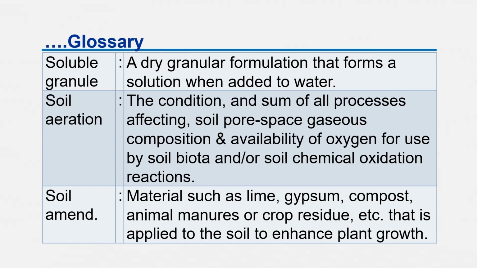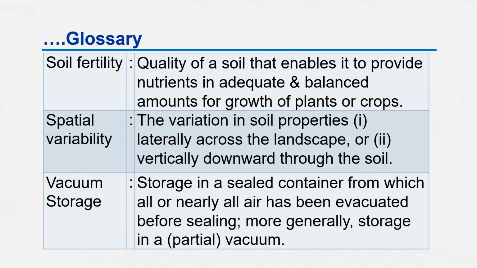Soluble granule, SG: a dry granular formulation that forms a solution when added to water. Soil aeration: condition and sum of all processes affecting soil pore space, gaseous composition and availability of oxygen for use by soil biota and or soil chemical oxidation reaction. Soil amendment: materials such as lime, gypsum, compost, animal manures or crop residue, etc. that are applied to the soil to enhance plant growth.